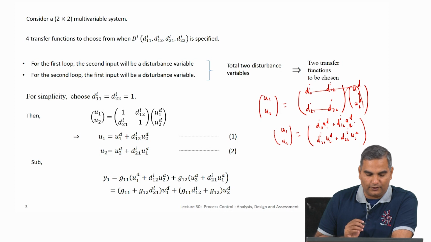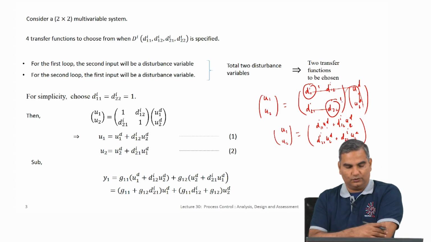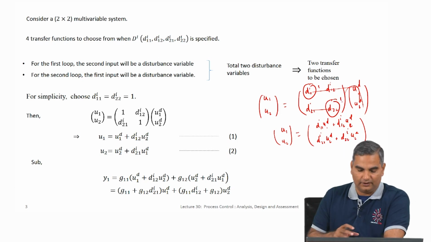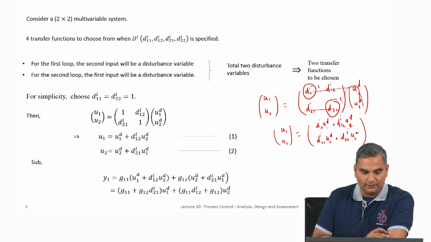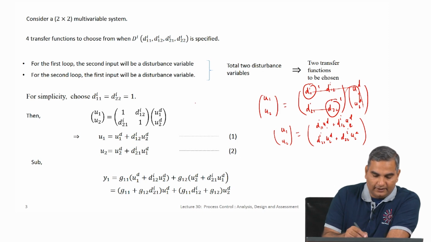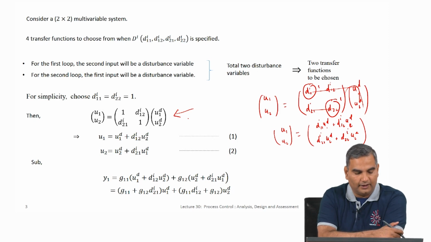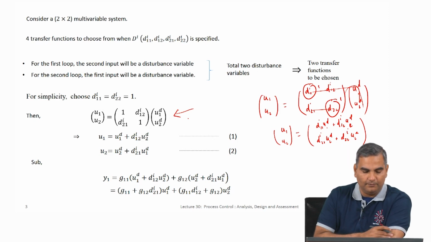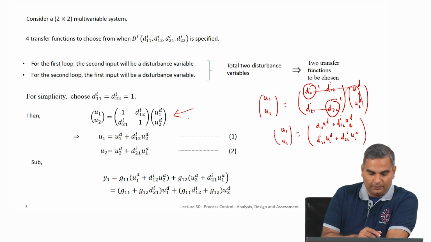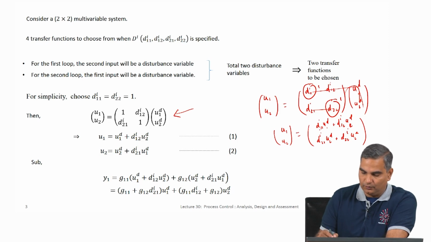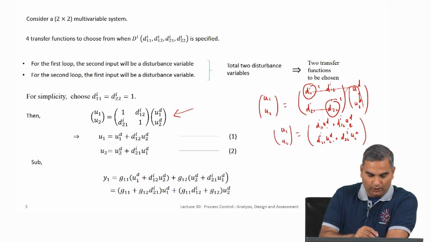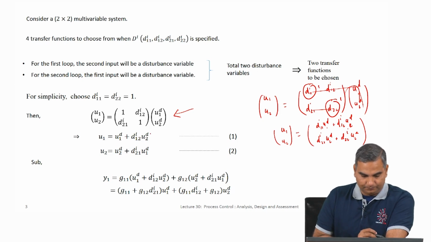What we are going to do is, for the sake of convenience, let us assume that I choose this as simply 1 and this as 1. You could have chosen something else, but for ease of computation we are going to do this. And so that gives you this matrix form here: u1, u2, 1, dI12, 1, dI21, 1, u1 decoupled, u2 decoupled. Now if you do the same matrix multiplication, just this dI11 and dI22 will become 1, the other things will be the same.